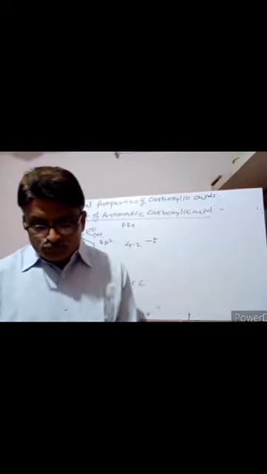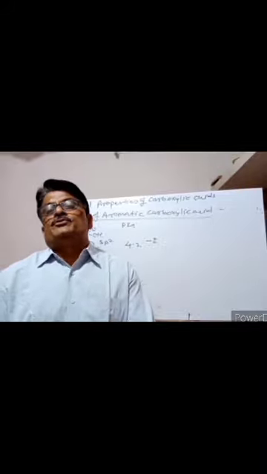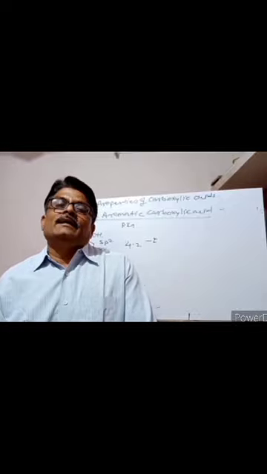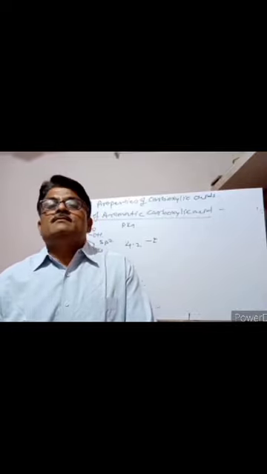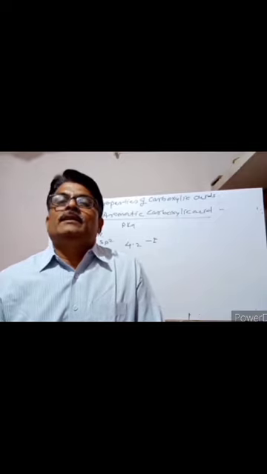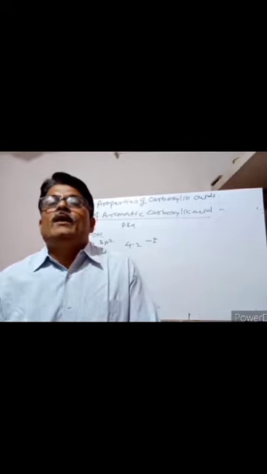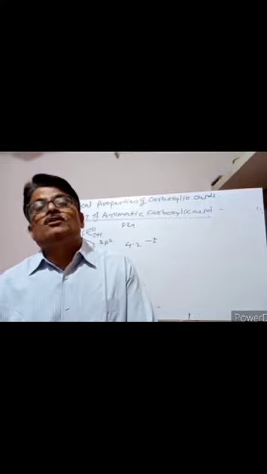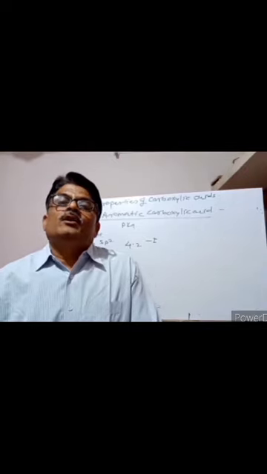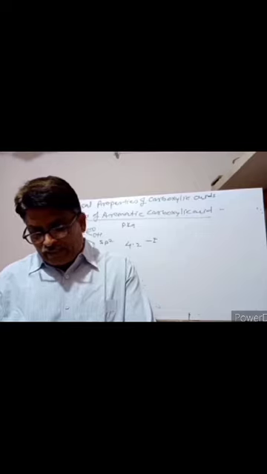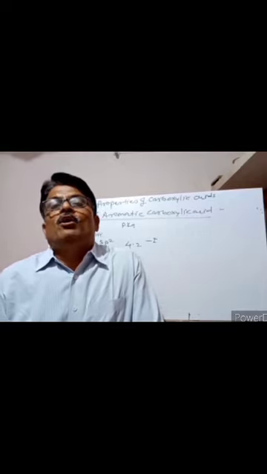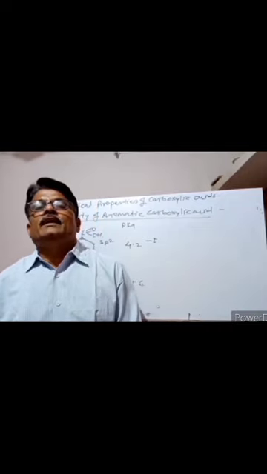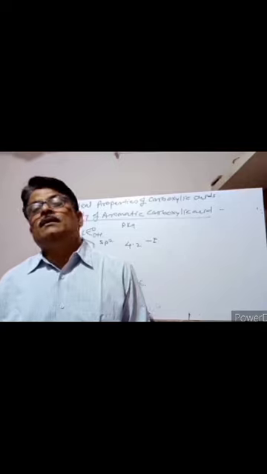Also, electron withdrawing groups like chloride, cyanide or nitro group increase the acidity of the corresponding carboxylic acid, while electron donating groups like methyl group, hydroxyl group or alkoxy group attached to the ring decrease the acidity of the corresponding carboxylic acid. So this is about the acidity of aromatic carboxylic acid.